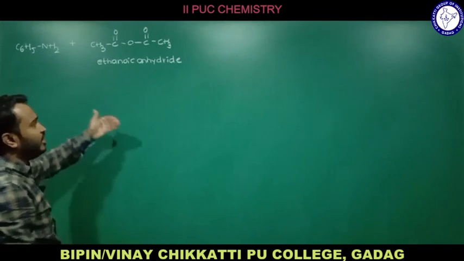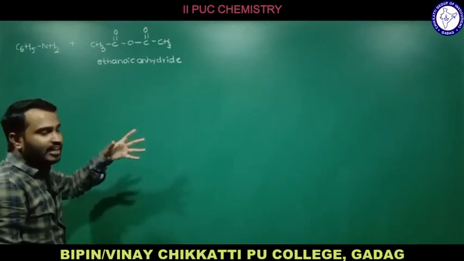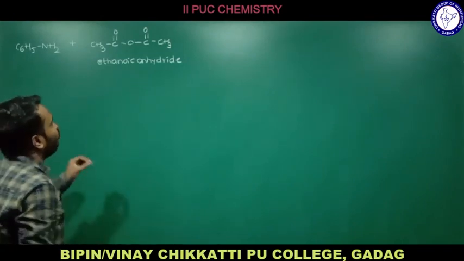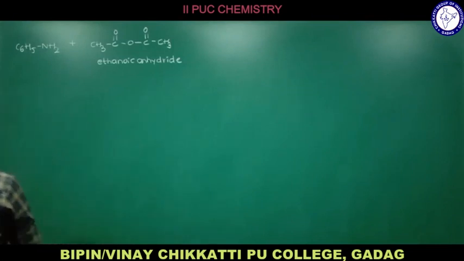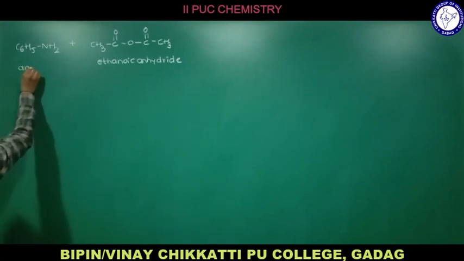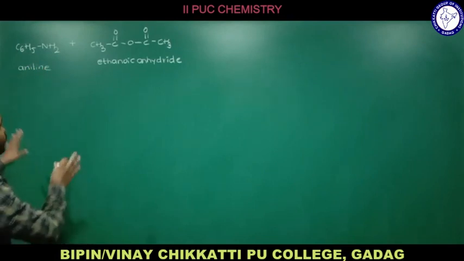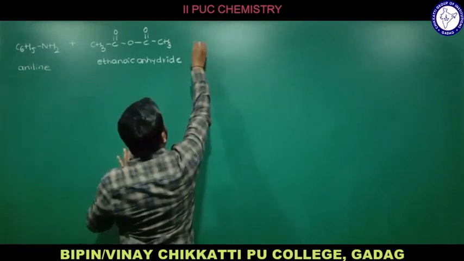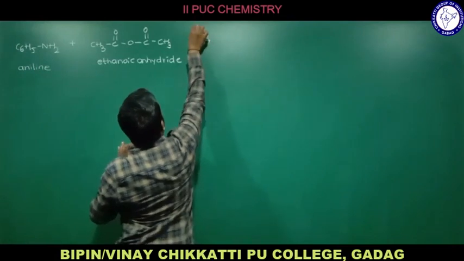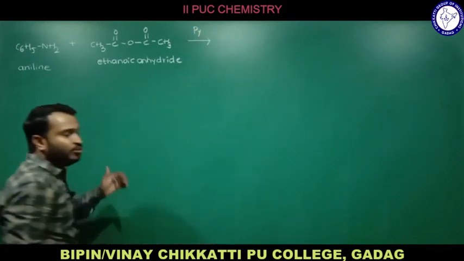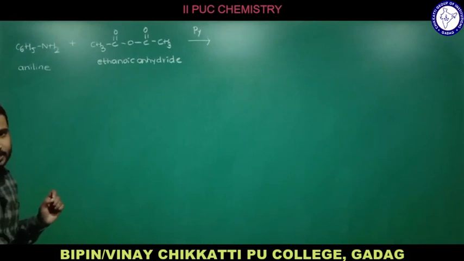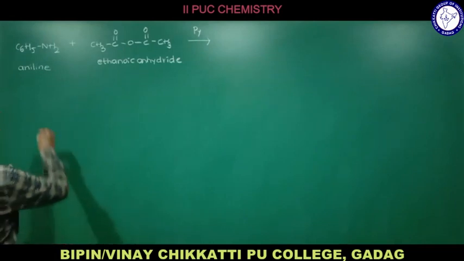As we know, CH3COOH, ethanoic acid or acetic acid, and if you remove one molecule of water, you are going to get anhydride. And this is benzenamine or aniline you can consider. So what happens when these two are going to react in the presence of a base like pyridine? As we know, nucleophilic substitution reaction takes place. And how does the nucleophilic substitution reaction take place?